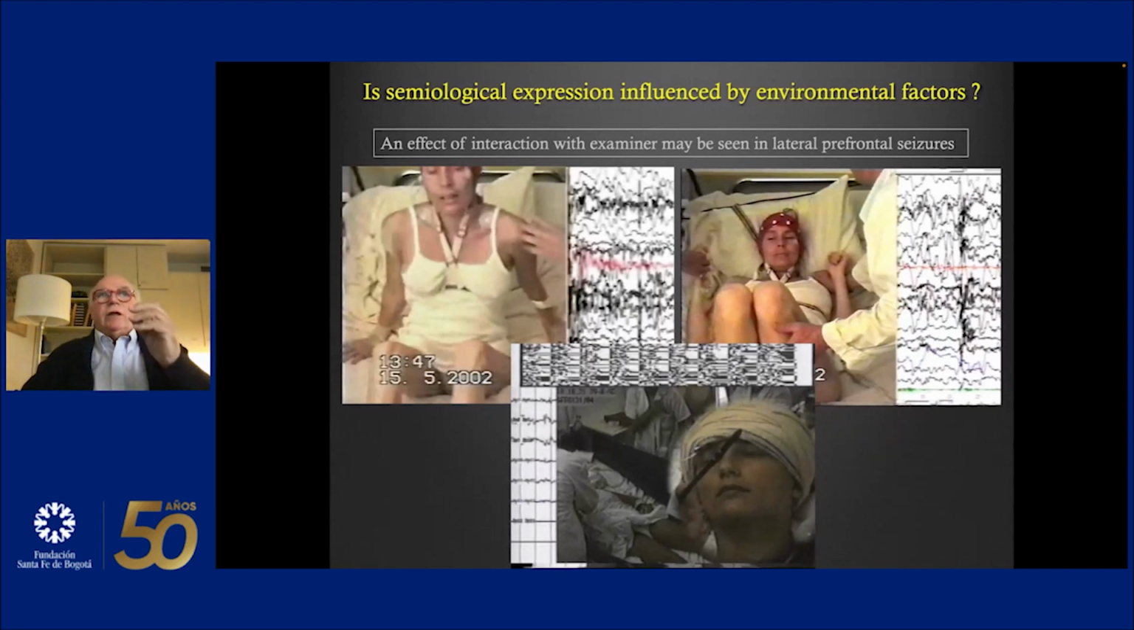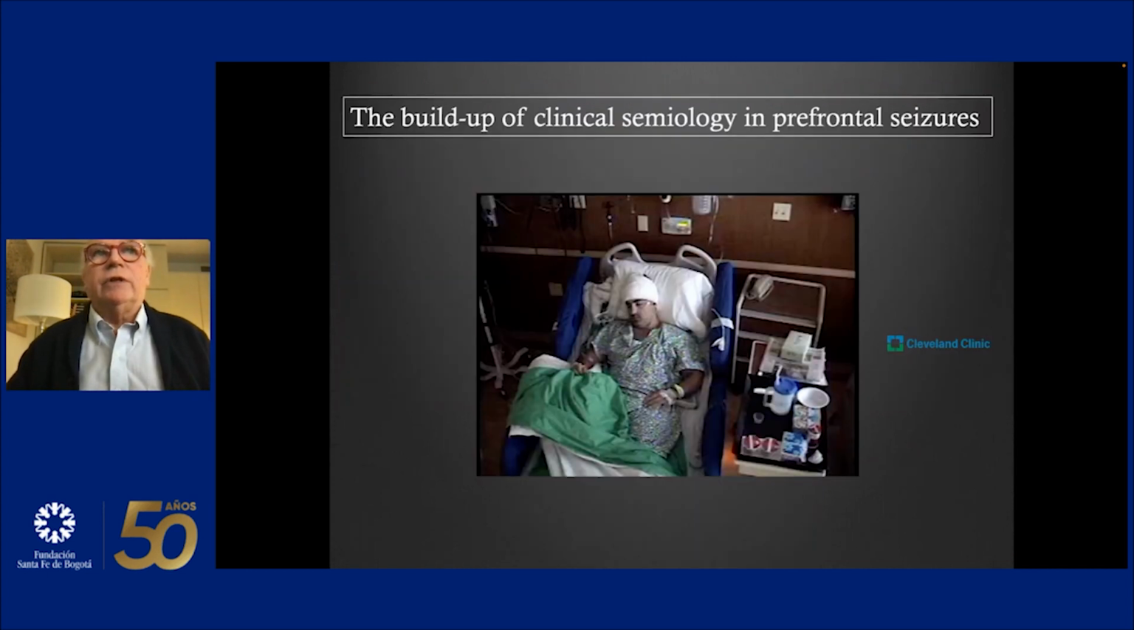So you see that especially when the seizures are from the lateral part of the cortex, there is some, I would say, place in the connection from the environment to intervene in the course of the seizure. That's one of the characteristics of these frontal lobe seizures.